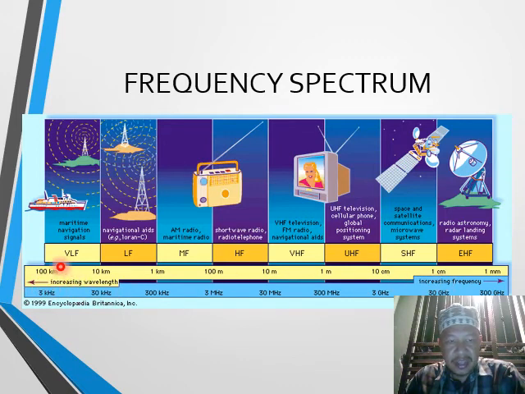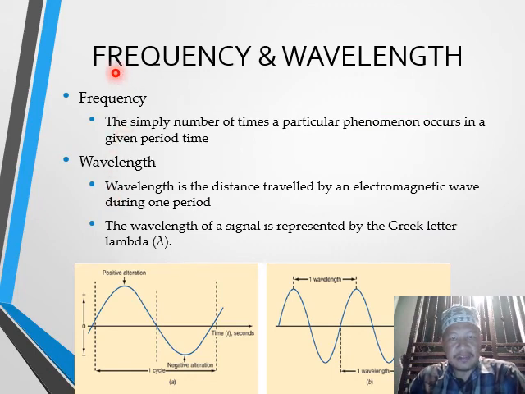Here, 100 kilometer wavelength, the frequency is only around 3 kilohertz. Here, wavelength 1 millimeter, so the frequency is around 300 gigahertz. So it is reciprocal. The higher the wavelength, the smaller the frequency. So these are the applications for this particular level of frequency range. Okay, so this is the relationship between frequency and wavelength.